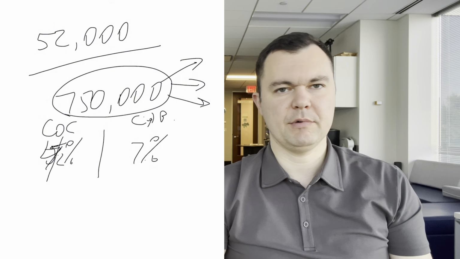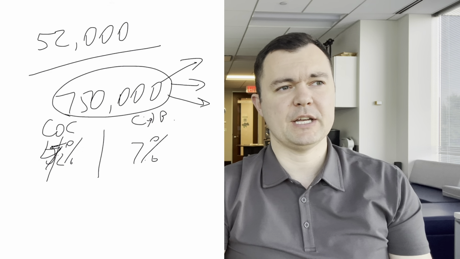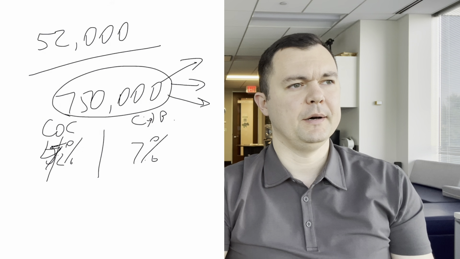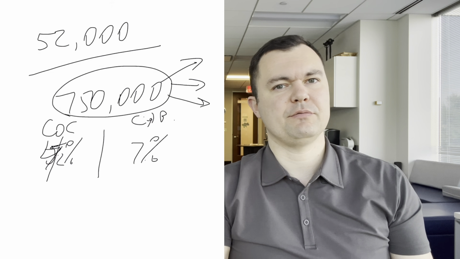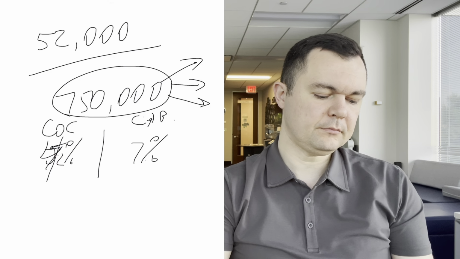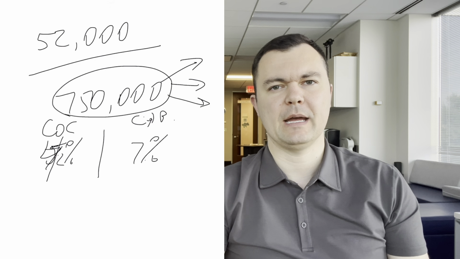Then it's probably going to require you to raise rents. Maybe there is a chance that you can raise rents. Maybe rents are way too low. You can raise them and then cash on cash increases. But that's pretty much the difference between a cap rate and cash on cash.